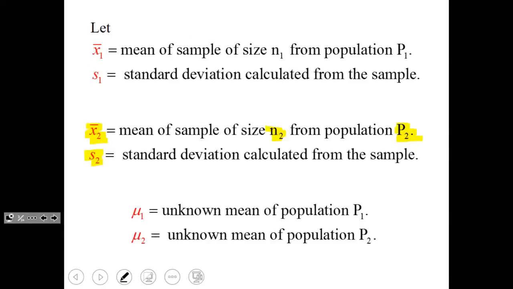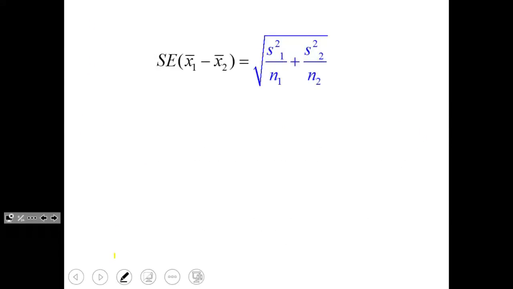Then we also need our parameters. It's the unknown mean for population 1 and the unknown mean for population 2. Those are what we're interested in talking about today. When we do this, we also have to have our standard error.